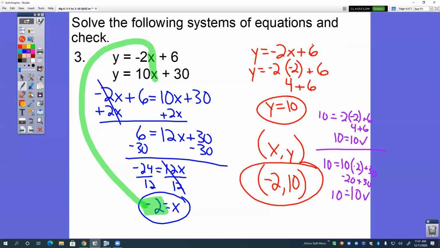Again, it's up to you whether you want to do the check or not. But again, in a question like this, where you have y equals and y equals at the beginning, you want to set them equal to each other. The one equation equals the other one.